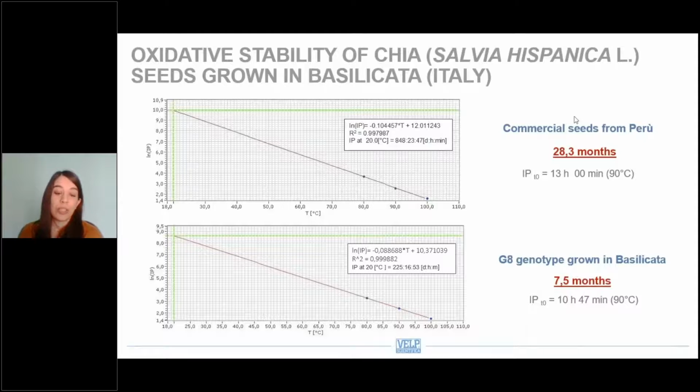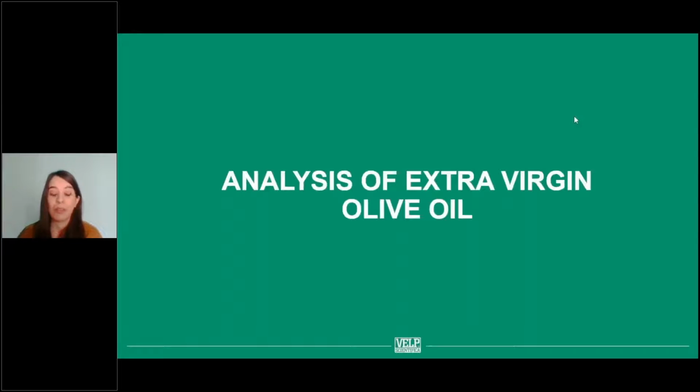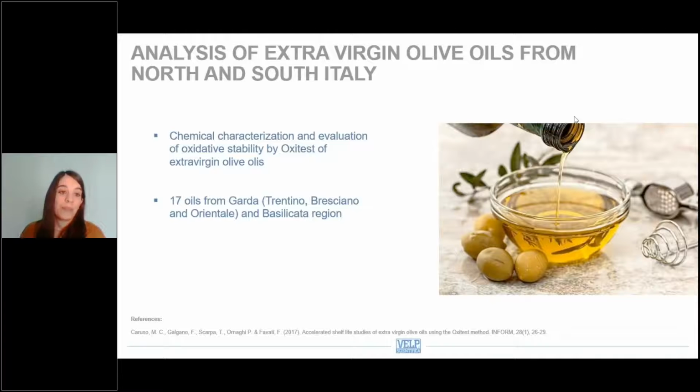So this shorter shelf life could be due to that. Now, as a last example, I'm going to show you a result relating to the use of Oxitest on extra virgin olive oil. A chemical characterization and evaluation by Oxitest was made on different extra virgin olive oils from the Garda area in North Italy and some oils from Basilicata region.